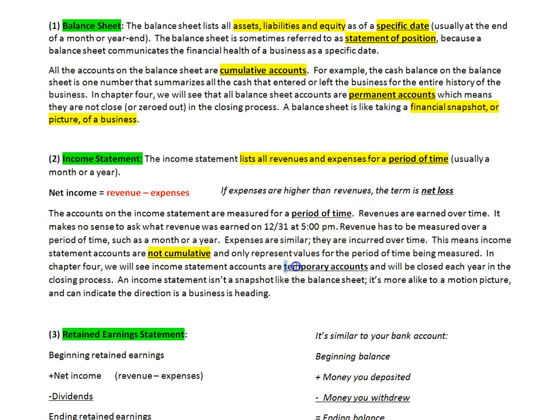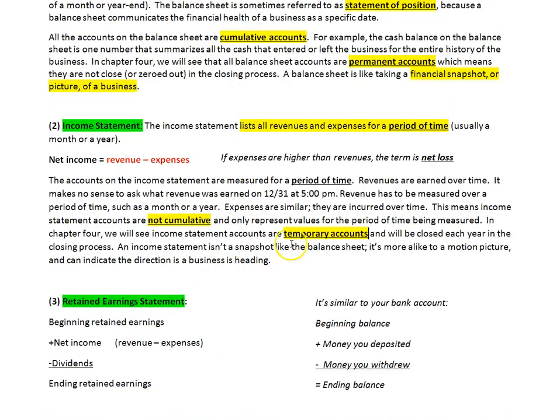These we're going to see in Chapter 4. These accounts, revenue, expenses, and later dividends that we're going to see on the retained earnings statement, are all closed out. So they're referred to as temporary accounts. They're going to be closed out during the closing process in Chapter 4. An income statement isn't like taking a snapshot, it's more like a motion picture. It occurs over time.